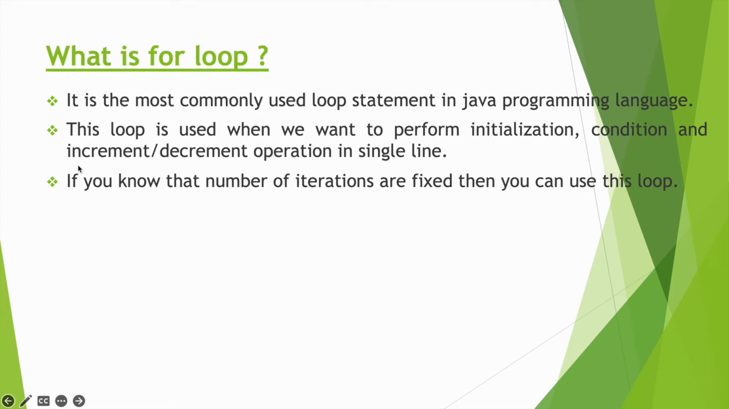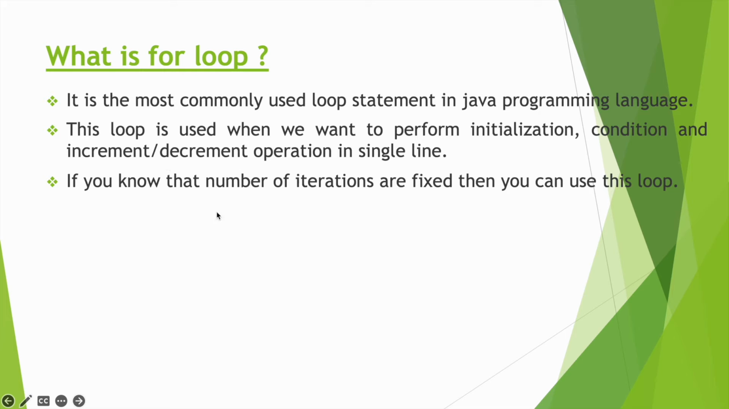So guys, the definition of for loop is, it is the most commonly used loop statement in Java programming language. This loop is used when we want to perform initialization, condition, and increment or decrement operation in a single line. So you need to remember this line. In for loop, in a single line only, we need to declare initialization, condition, and increment or decrement operation.